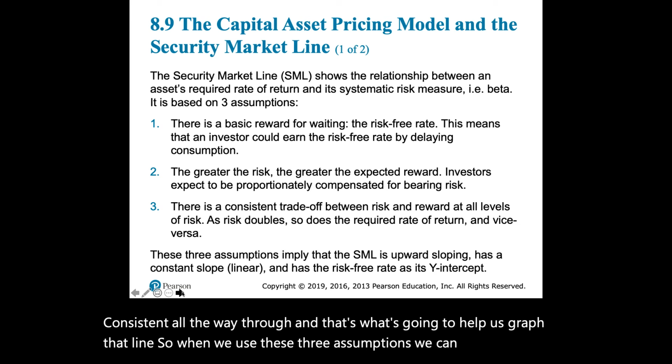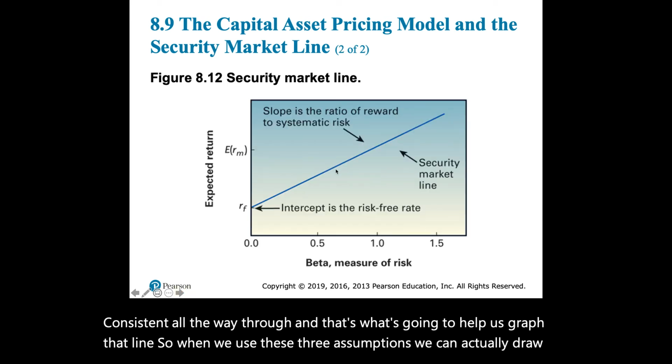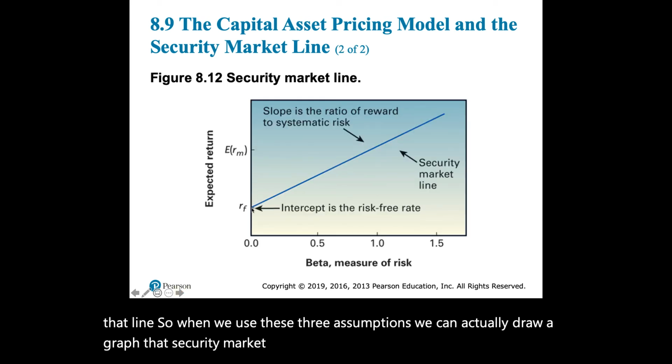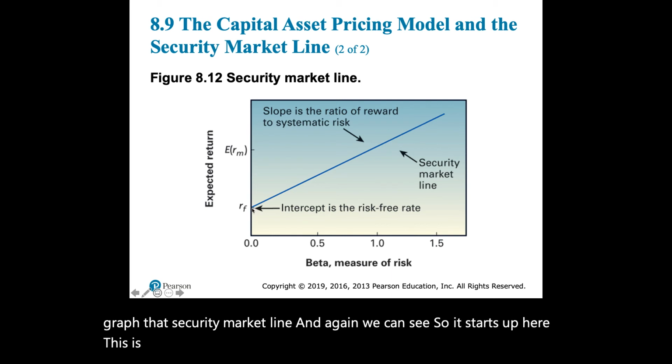And again, we can see it starts up here. This is the risk-free rate, and then once we have that, we start at our intercept there. Then we know that line is consistently going upward. We know that there's a positive correlation between reward and risk. And we understand that the more risk we take on, the more reward or expected return we should be getting.